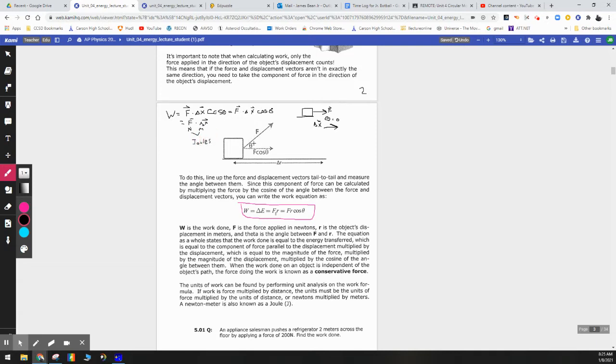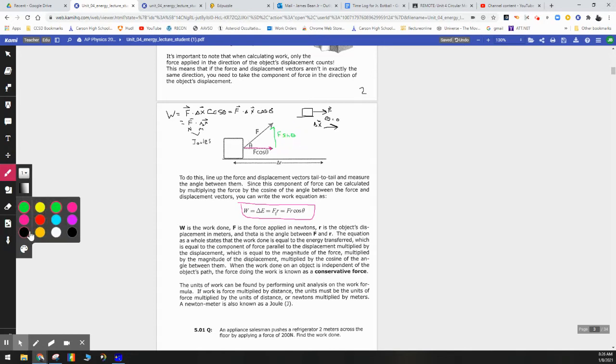Now, take a look at this one here. Now we're at an angle. So when we do this, we have to break this up into components. Here we have the x component right here, this is Fx, and we'll use green here. And this here will be F sine of theta.